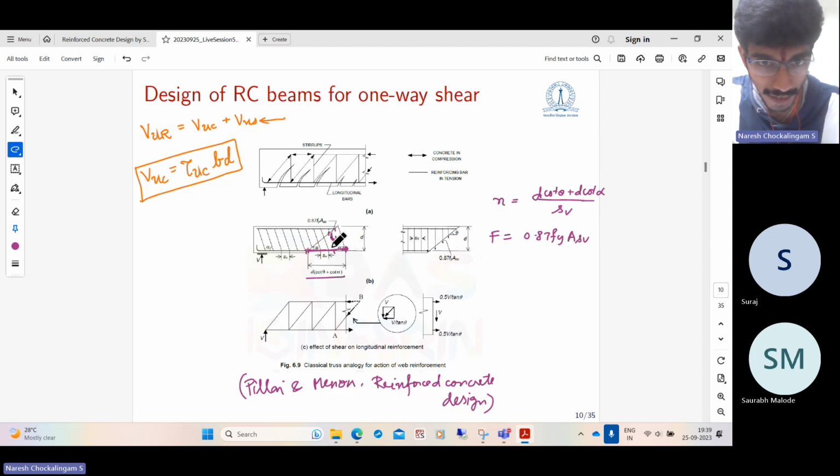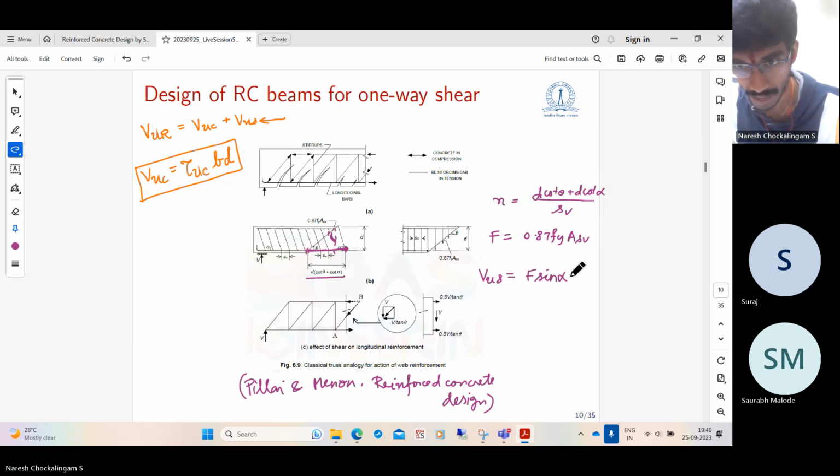So this is at what angle? This is making an angle alpha to the horizontal. We need only the vertical component of this force because the shear force is applied vertically. Therefore, the total shear resistance coming from the shear reinforcement is F sine alpha times n. That's all. So you just substitute everything.